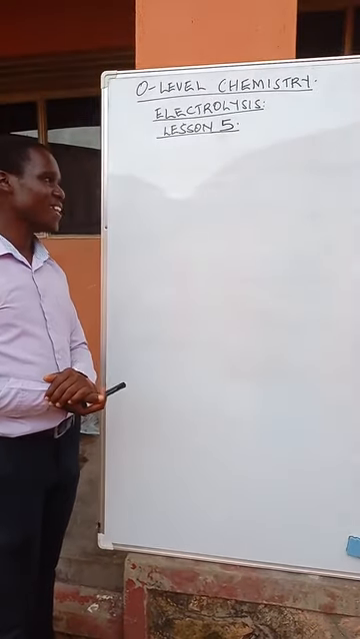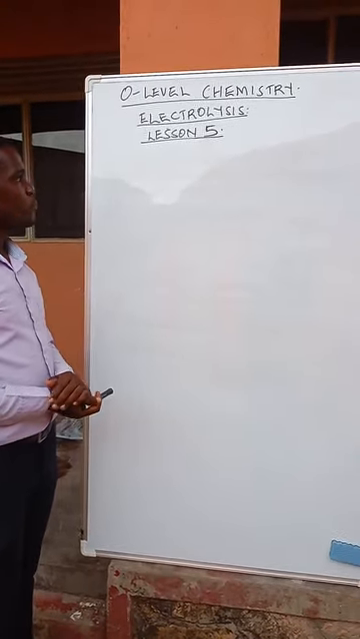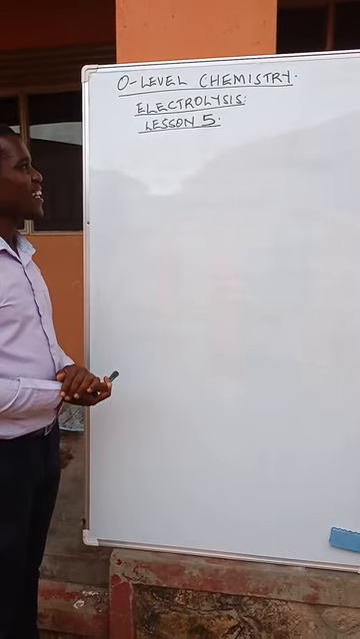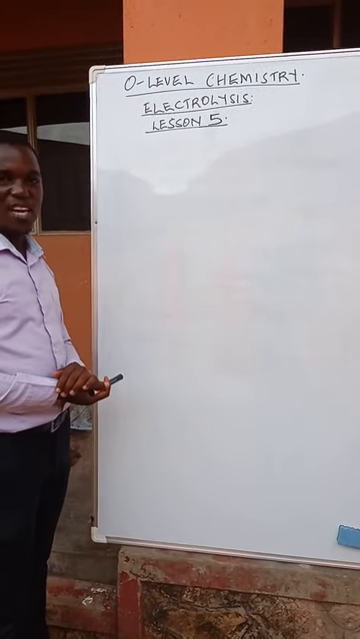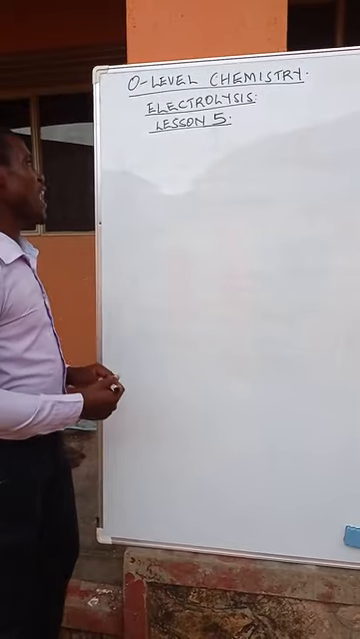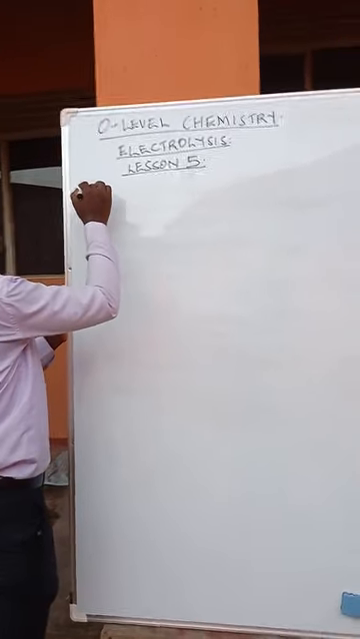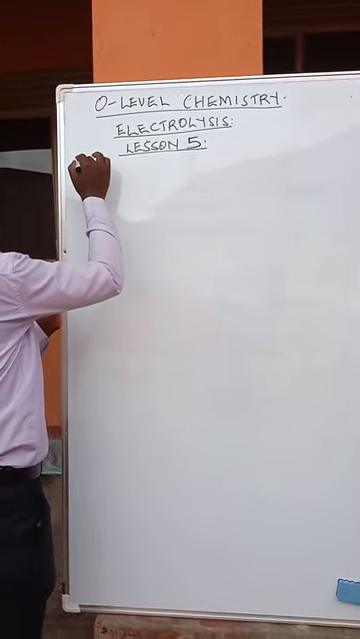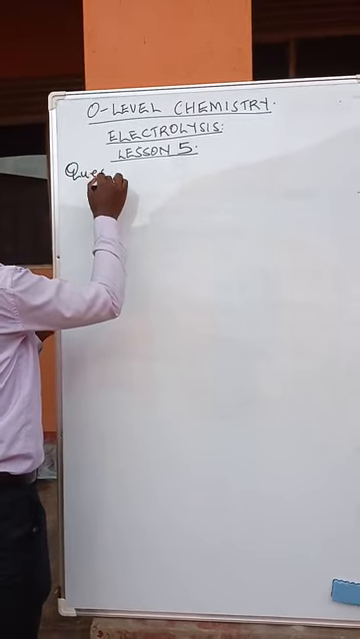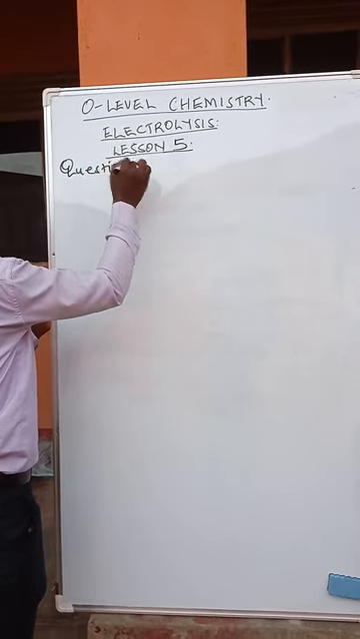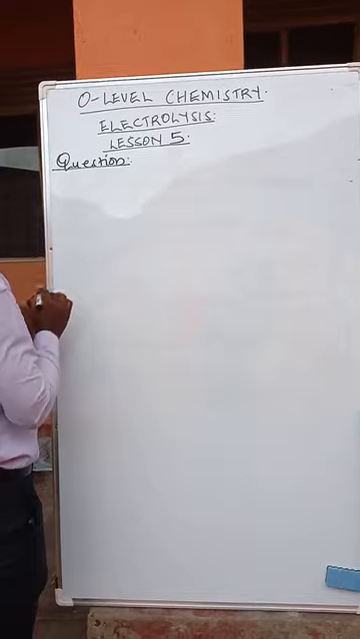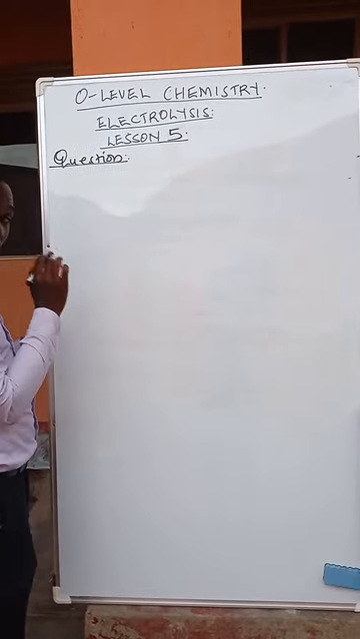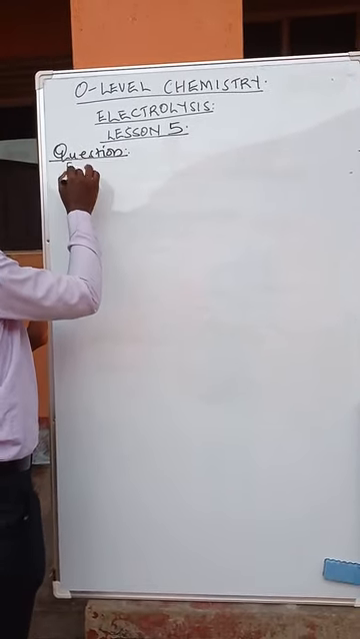You understand? Yes. So this is lesson 5, and this lesson 5 is going to start with a question. What is that question? This question normally carries 4 marks. The question involves explaining.